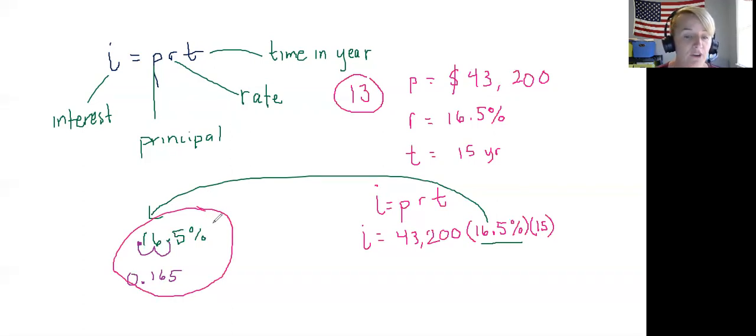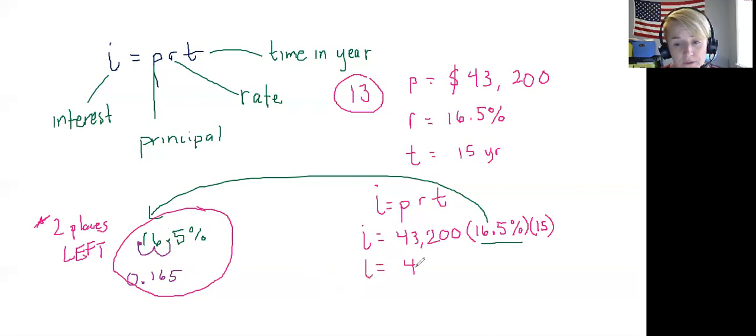But when we convert a percentage to a decimal, we move our decimal 2 places to the left. That's the rule. So I need to rewrite my problem, moving my decimal and getting rid of my percentage sign.